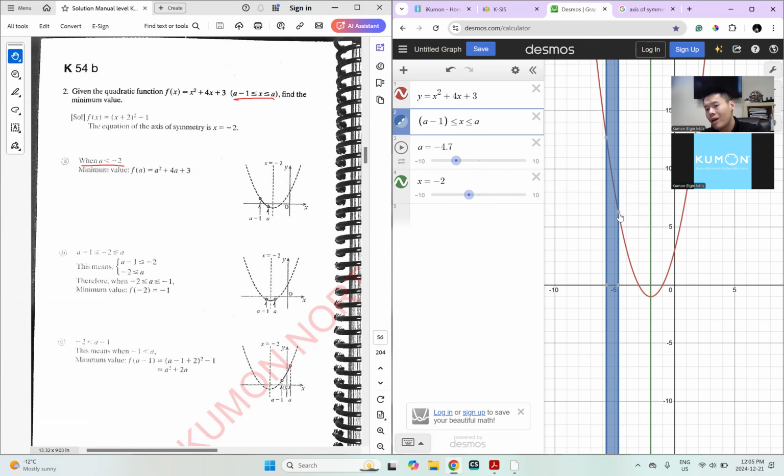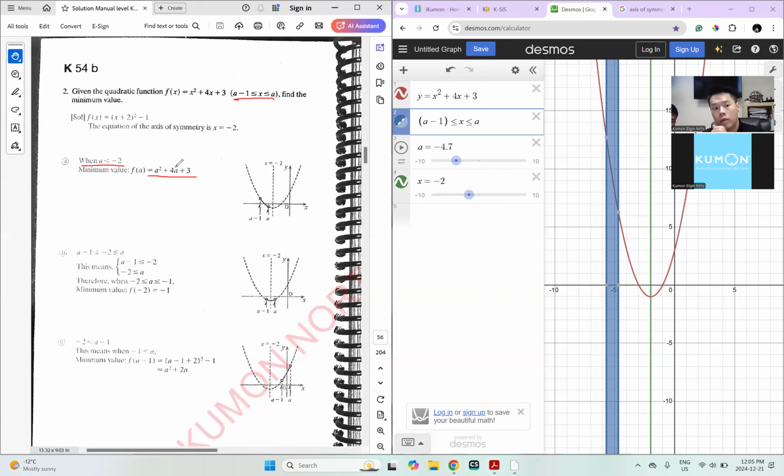it's going to be on the right side of this extreme, which means that it's going to be when a is equal to x, or x equal to a. That's why we substitute a into the equation. So once that's the case, the minimum point is a squared plus 4a plus 3. Any questions for this? Okay, you understand?